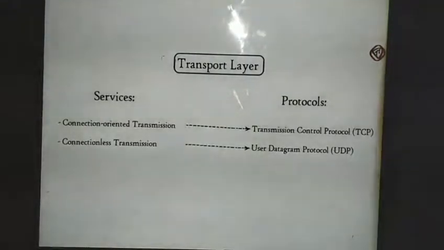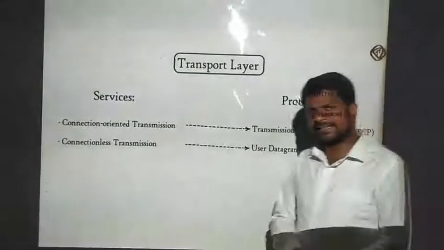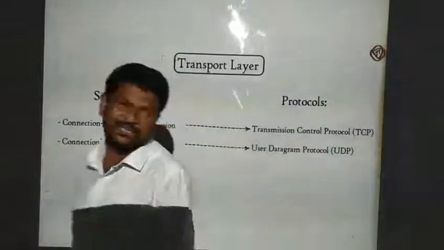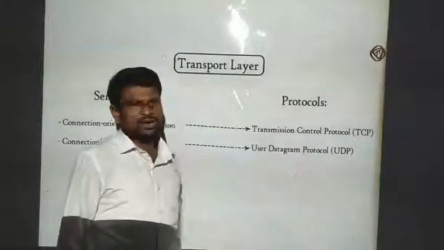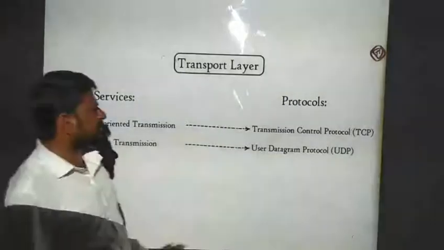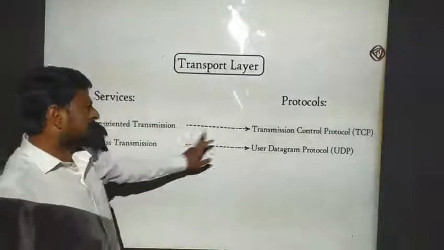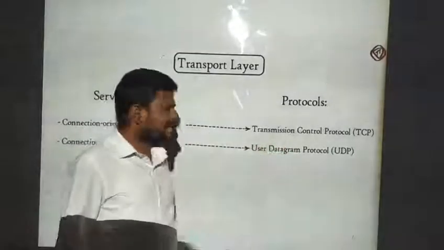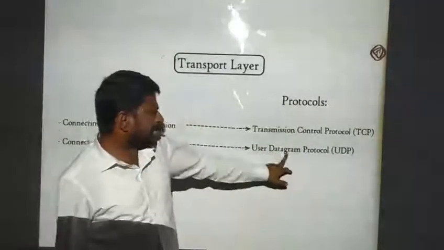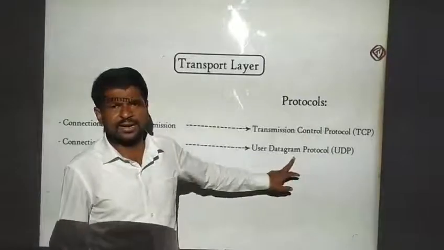So if we see next, the transport layer has two types of transmissions. What are they? Connection and connectionless. The service for connection-oriented transmission is Transmission Control Protocol. The service for connectionless transmission is User Datagram Protocol. Here you will see Transmission Control Protocol is slow, whereas with User Datagram Protocol, very fast data transmission takes place.